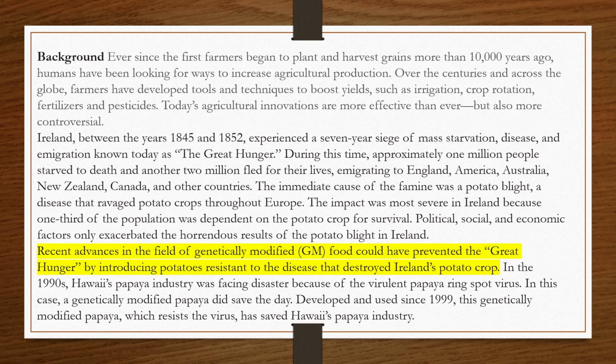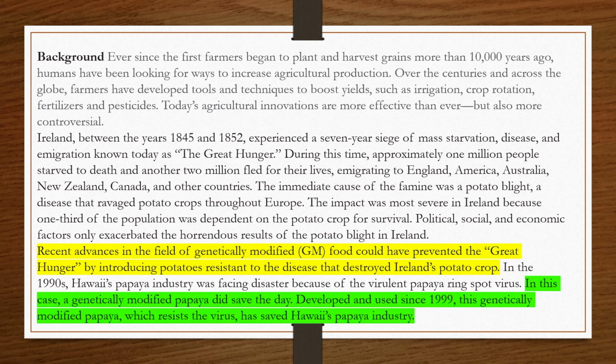So one advantage of GMOs that I noticed while I was reading was that a GMO could have prevented something like the disease that destroyed Ireland's potato crop, and that would have saved a lot of people from starvation. You may have also identified an advantage when it came to Hawaii's papaya industry. GMOs saved the papaya industry from the ring spot virus. So let's go ahead and add those two advantages of using GMOs to the pro side of your pro-con chart.